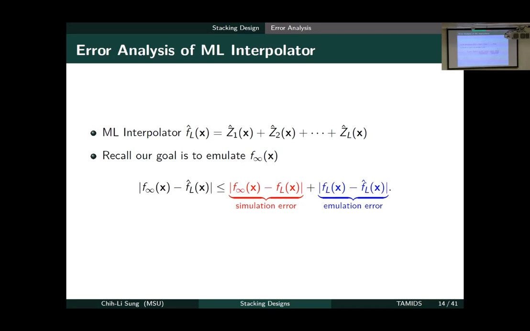One is simulation error. The simulation error is that, well, even if you are using this single fidelity simulator, your simulator is not going to be perfect because you cannot make your mesh size equal to 0. So you always expect there are some errors using this single fidelity simulator. Another term is emulation error because we have finite samples. So your interpreter is not going to be perfect.